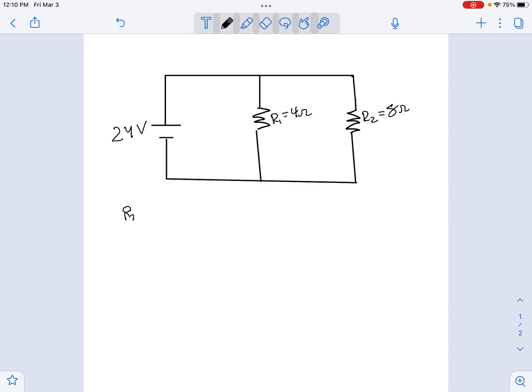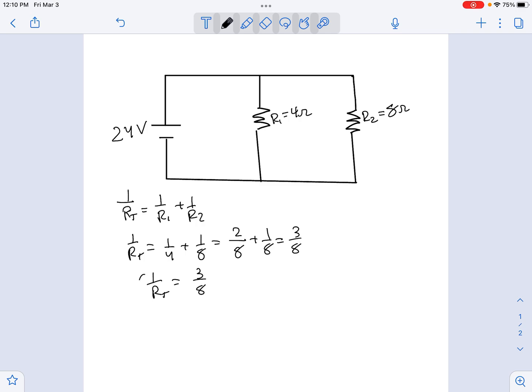Okay, so now I'm going to solve it so you can check your answers. 1 over RT is equal to 1 over R1 plus 1 over R2. We have 1 over RT is equal to 1 over 4 plus 1 over 8. Create a common denominator, which is going to be 8. It's going to be 2 8ths plus 1 8th is 3 8ths. So 1 over RT is equal to 3 over 8. So now we flip this side, and we have RT over 1 is equal to 8 over 3. So that is our total resistance, 8 over 3 ohms.